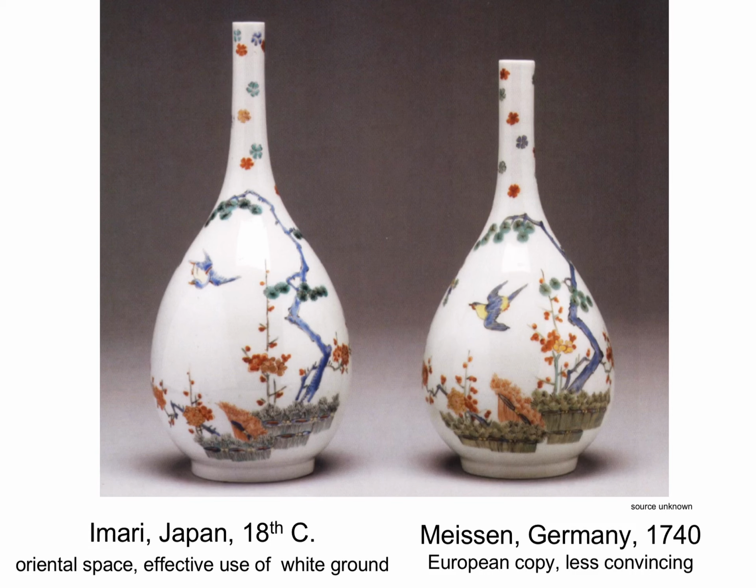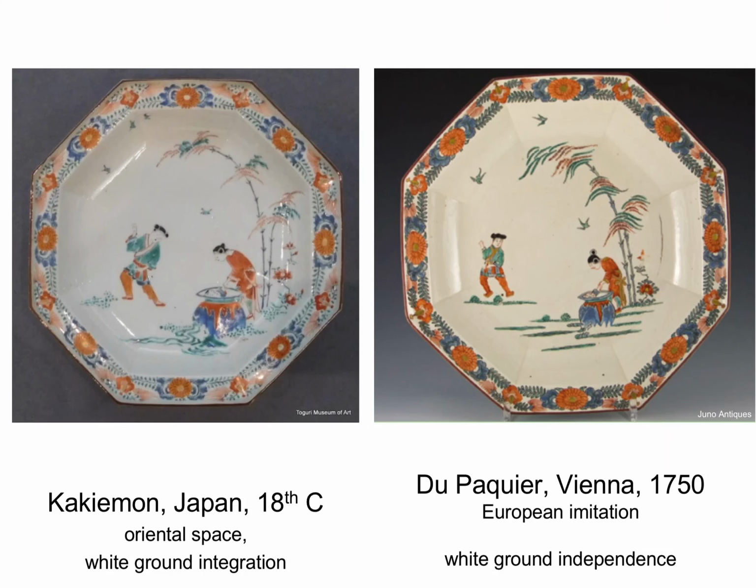You have here an example from Imari, Japan, where there is an effective use of the white ground and an integration of the white ground within the composition in a credible way. And its European copy is quite less convincing. There is much, much more of a discrepancy and a disjunction between the figure and the ground that we find much more successfully resolved on the example on the left.